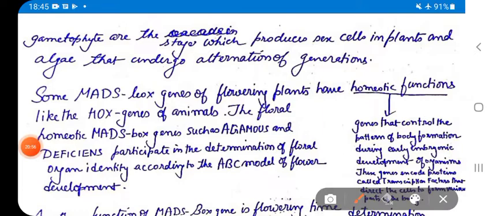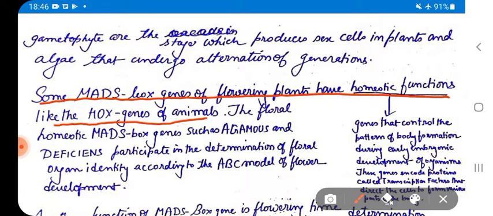Now, some MADS box genes of flowering plants have homeotic function. Homeotic function means those genes control the pattern of body formation during early embryonic development of organisms. These MADS box genes encode proteins called transcription factors, which direct the cells to form various parts and organs of the body. So MADS box genes of flowering plants have homeotic function, which controls the development of plant parts, like the Hox genes of animals. Just like the Hox genes of animals determine how development of the body parts will occur, similarly, MADS box genes.